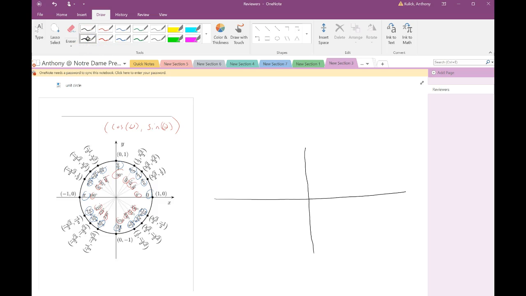So typically when we ask you to graph something, we'll be asking you to graph it from 0 to 2 pi. And I'm just going to do every pi over 2 units. So this is pi, this is 2 pi. So here's negative pi and negative 2 pi.